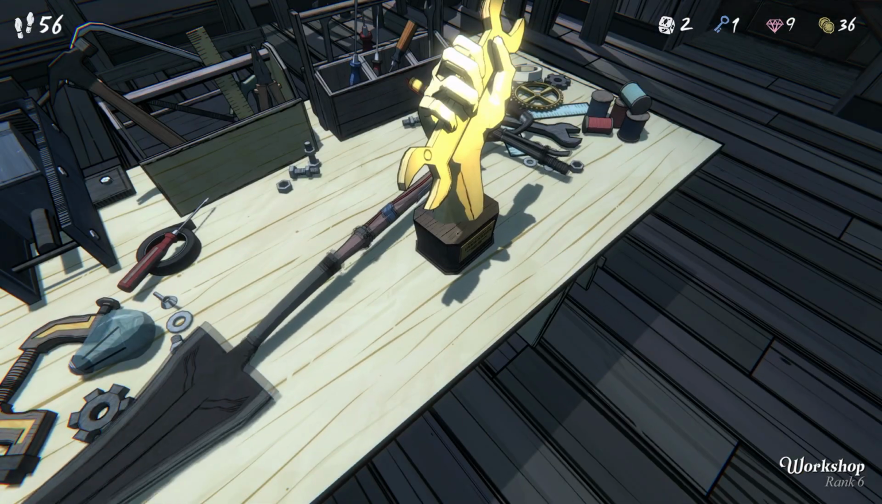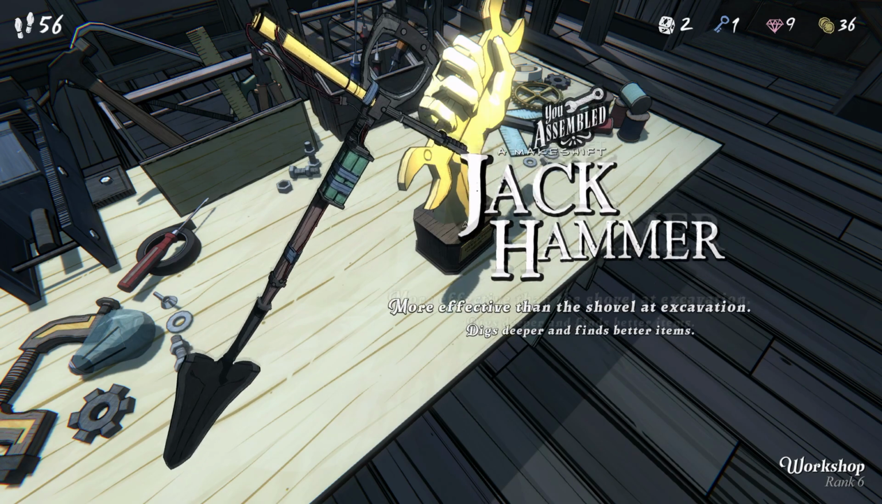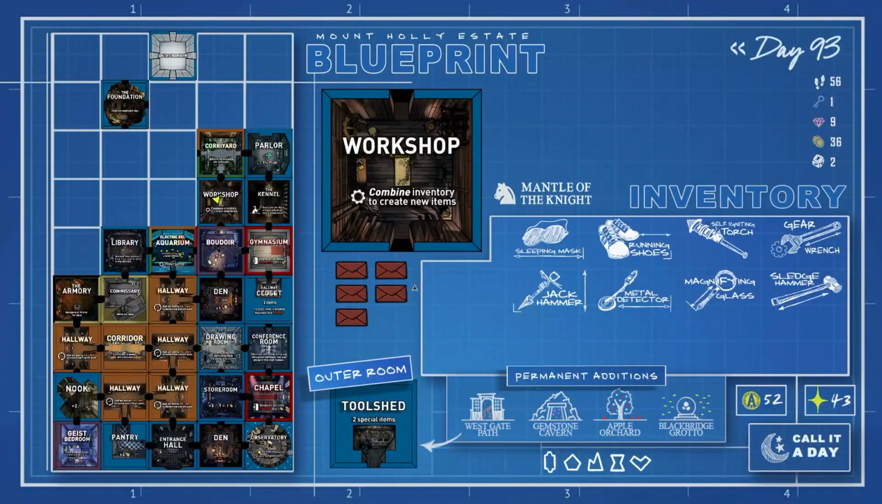Hey, and I got a trophy too for getting all the things. More effective than the shovel at excavation, digs deeper and finds better items. Okay, so it's not as good as the power hammer. But we got the invention trophy for getting a bunch of inventions.